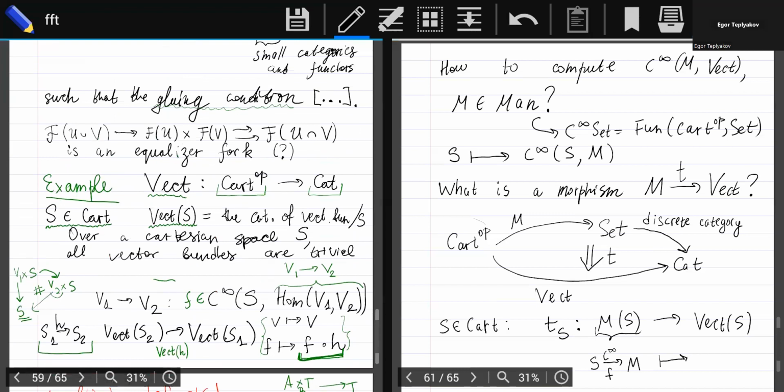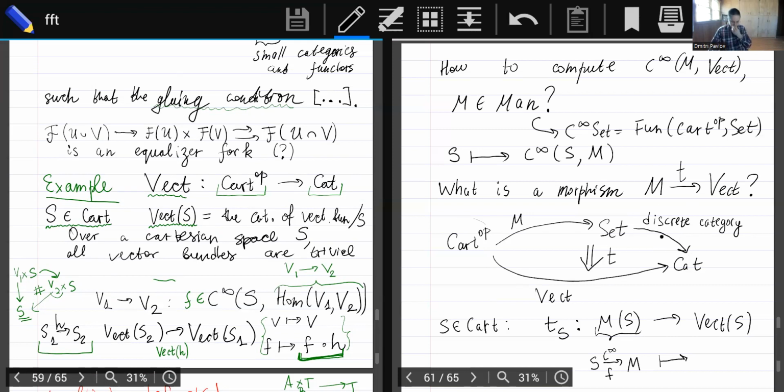Question: can you review in more detail the second row in the diagram above? The second row, you mean the bottom arrow, from Set to Cat? Yes, about this row, from Set to Cat. Okay, yeah, this inclusion.